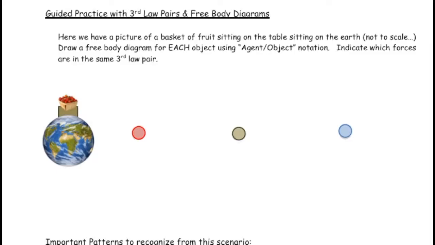Here we have a picture of a basket of fruit sitting on the table, sitting on the earth, not to scale. Draw a free body diagram for each object using agent-object notation. Indicate which forces are the same third law pair.